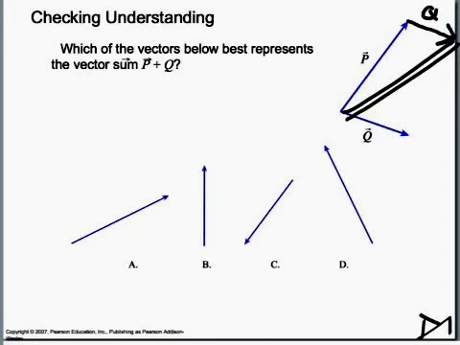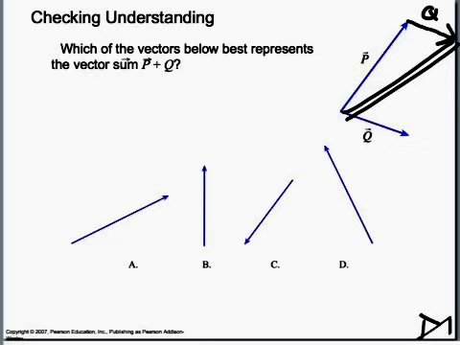Let's look at one of those lecture questions. Which of the vectors represented here, we have vector P and Q. We want to do the addition of vector P plus vector Q. Which of the choices A, B, and C will show us the addition of P plus Q? Well, I take vector Q and slide it up to the head of vector P. The tail of Q has been slid up to the head of vector P.